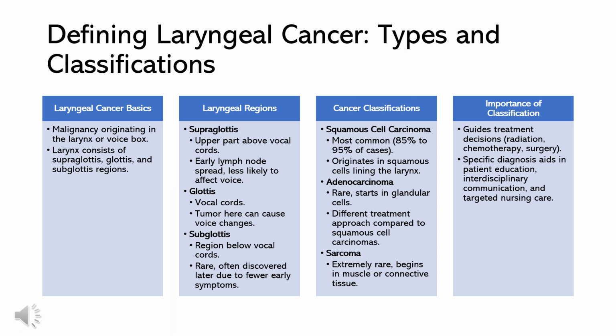Knowing the type and location aids in making treatment decisions, as the effectiveness of treatments like radiation, chemotherapy, or surgery can vary significantly depending on these factors. So, when you encounter a patient with suspected laryngeal cancer, you're not just looking at some generic malignancy. You're dealing with a highly specific, localized condition that demands equally specific diagnostic and therapeutic approaches. Understanding this categorization helps you with patient education, interdisciplinary communication, and ultimately in delivering targeted and effective nursing care.